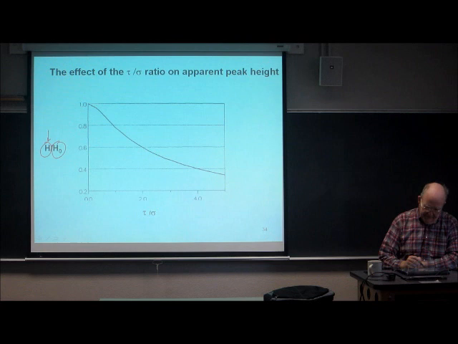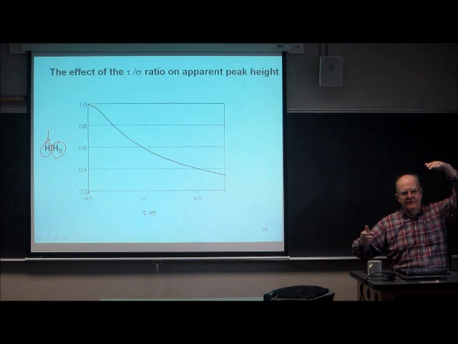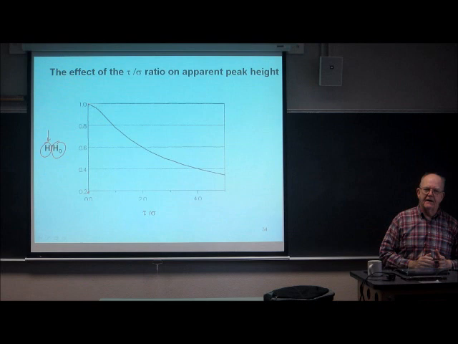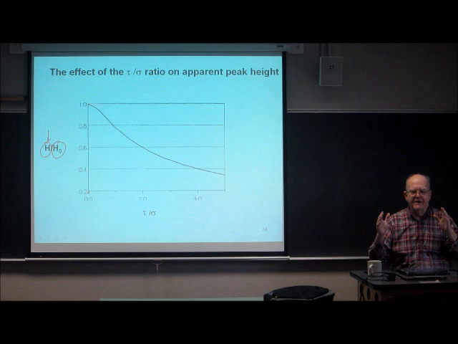And you see, if tau over sigma is really small, then h over h naught is 1, and the peak is at its maximum height. But as you turn up the time constant of the filter, the height of the peak comes down and down and down. The area is the area is the area. So if the height comes down and the area is constant, then the peak has to get wider to maintain that area.